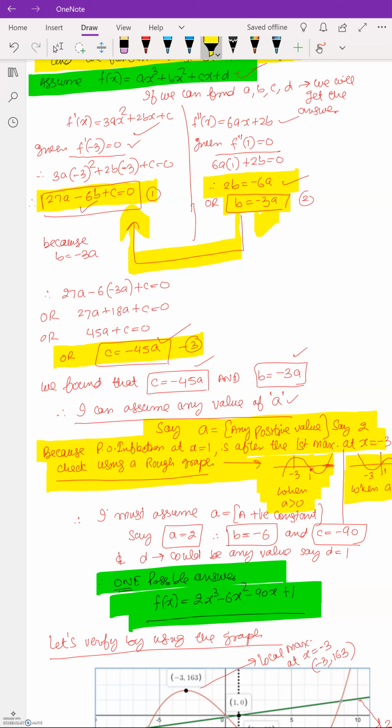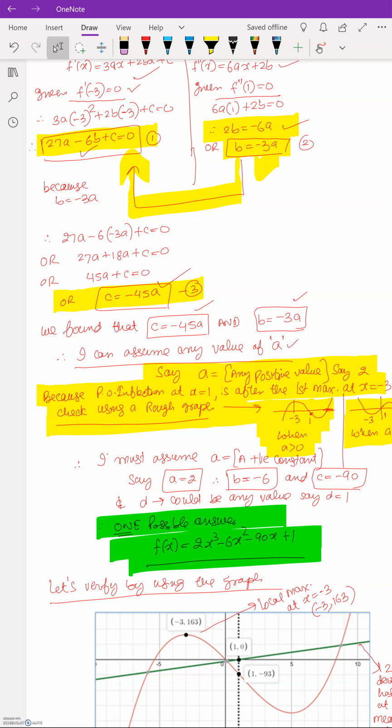So I made one assumption, a is equal to 2, and then I found b, and then I found c. If a is 2, b has to be -6 and c has to be -90, because c is equal to -45a and b is equal to -3a. So this helps me to find the function. Now remember, d is independent, so I can have d equal to 0, 1, 2, 3, 50, 60, 100, whatever you want for the d value.